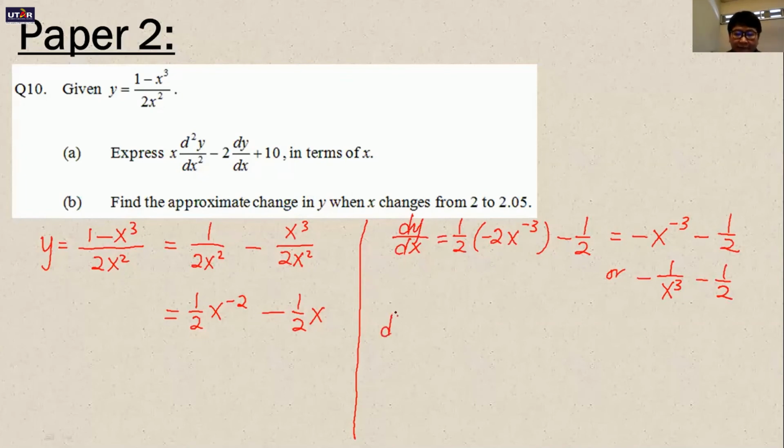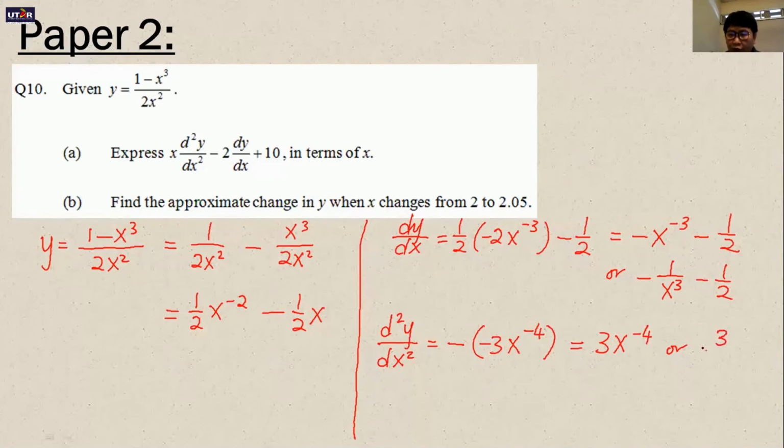Second derivative. So differentiate one more time, right? Because the second term is a constant, so we get 0. So we differentiate the first term. Differentiate x power negative 3. We have bring down the power. Then the power we have negative 4. Right? So negative, negative become positive. So we have 3x power negative 4. Or you can have 3 over x power 4.